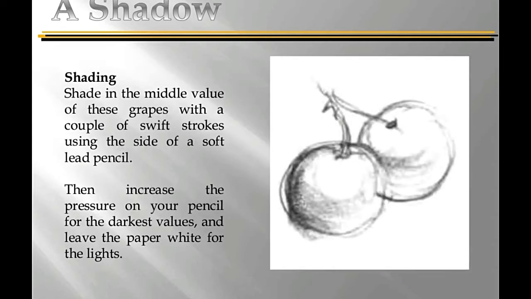Shading. Shade in the middle value of these grapes with a couple of swift strokes using the side of a soft lead pencil. Then increase the pressure on your pencil for the darkest value. Ibig sabihin, idiin ang lapis kung gusto ng dark value at huwag idiin kung gusto ng lighter value. Leave the paper white for the lights. Dito, huwag nyo nang shadean. Leave the paper white for the lightest.